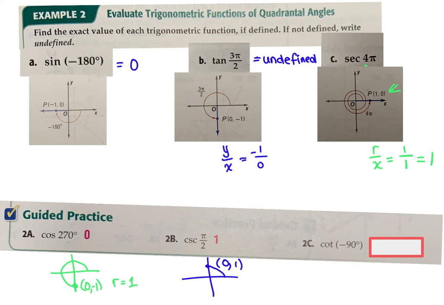All right? And then -90. -90 goes this direction. Did I say it backwards? I went down 1. No, that's right. It should be left and right 0, right? And down 1. So cotangent is going to be x over y, which is 0 over -1.